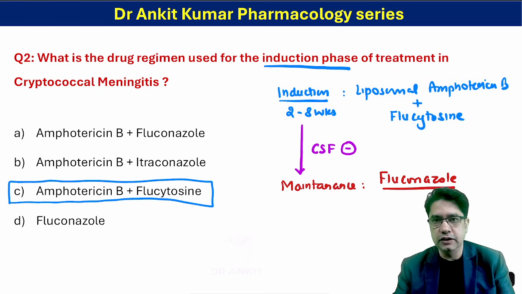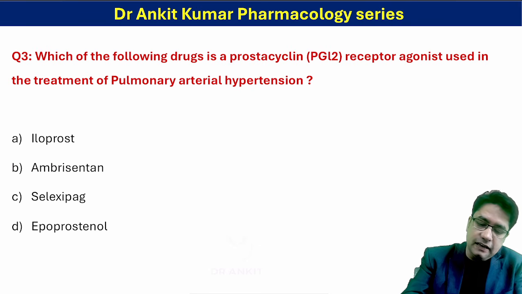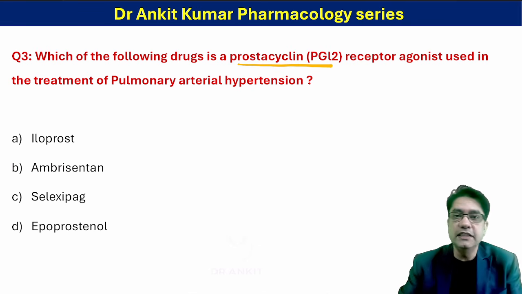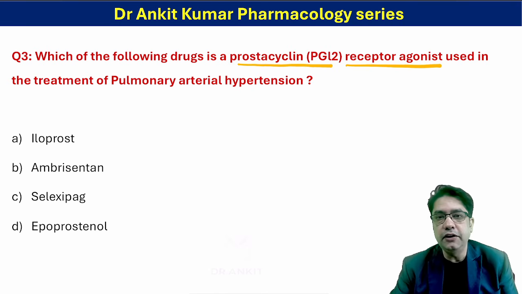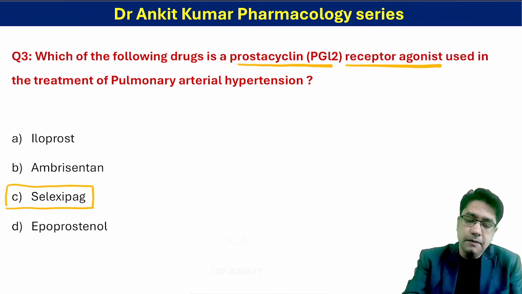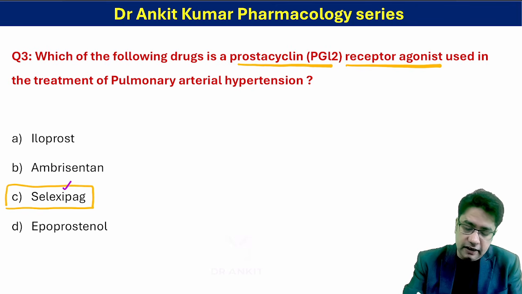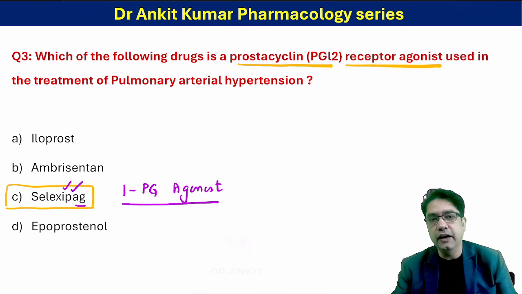Now the next question is which of the following drugs is a prostacyclin, also known as PGI2, receptor agonist, which is used in the treatment of pulmonary artery hypertension. The answer of this question is selexipag. How can we remember? We have discussed the trick. I word is coming, that is I. P word is coming, which is prostaglandin. AG means it is a receptor agonist. And this drug has been approved for the treatment of pulmonary artery hypertension.